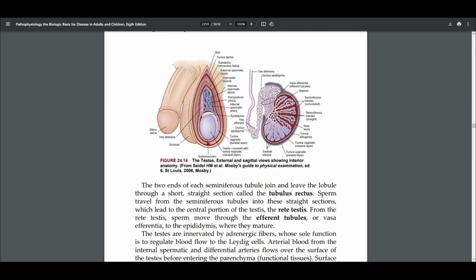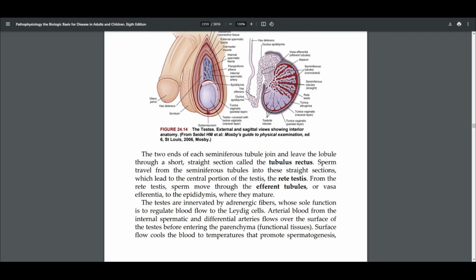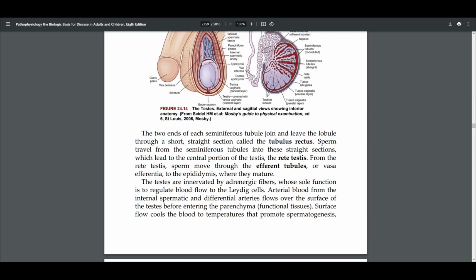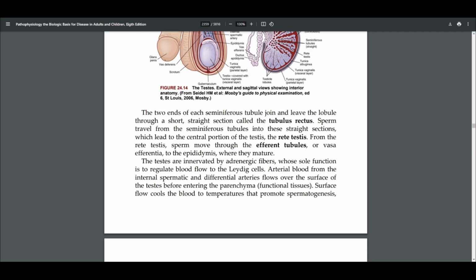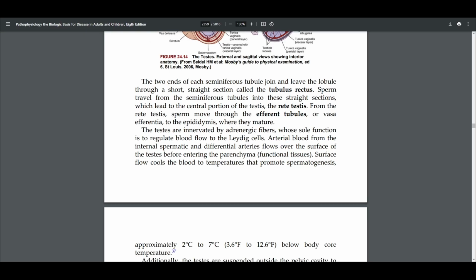The two ends of each seminiferous tubule join and leave the lobule through the short, straight section called the tubulus rectus. Sperm travel from the seminiferous tubules into these straight sections, which lead to the central portion of the testes, the rete testes. From the rete testes, sperm move through the efferent tubules, or vasa efferentia, to the epididymes, where they mature. The testes are innervated by adrenergic fibers, whose sole function is to regulate blood flow to the Leydig cells.